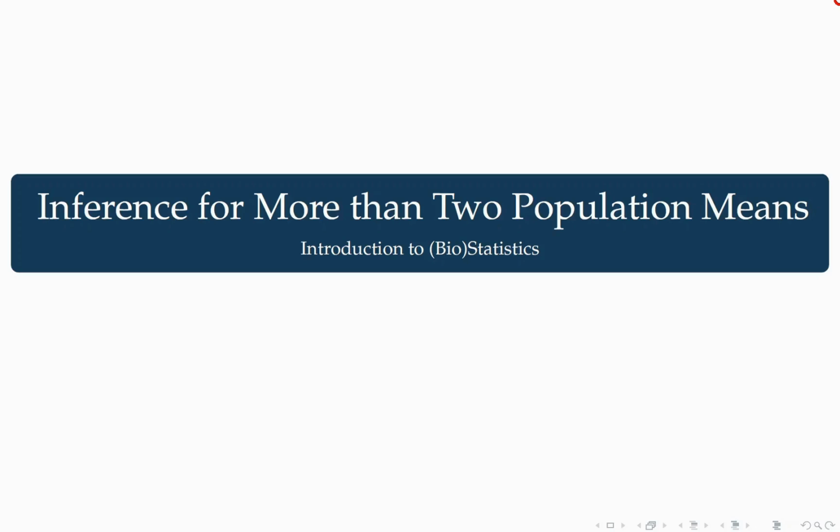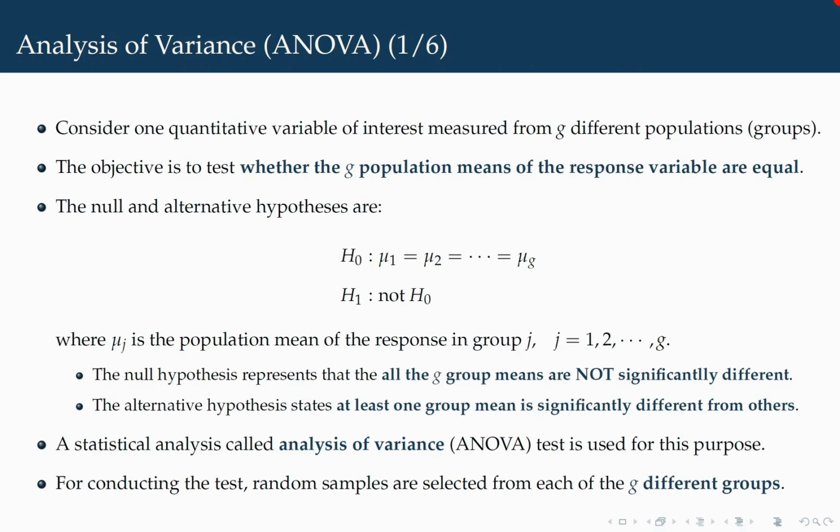Hello everyone, this video is about inference for the comparison of more than two population means. So today we'll see a hypothesis testing technique that is used for the comparison of more than two population means, which is called analysis of variance or ANOVA.